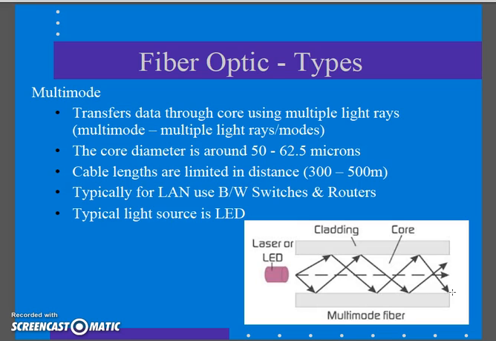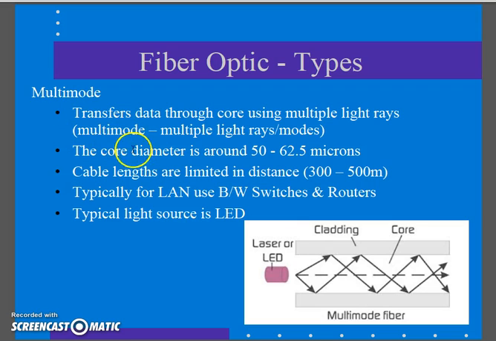indicating a 1, a pulse of 1. When I send a pulse of 1, it emits a pulse of light, and that pulse of light is made up of multiple rays of light, multiple modes of light. So this whole thing here is a pulse indicating a 1, followed by no pulse of light, which would be a 0. Okay? So there's your multimode made up of multiple rays.